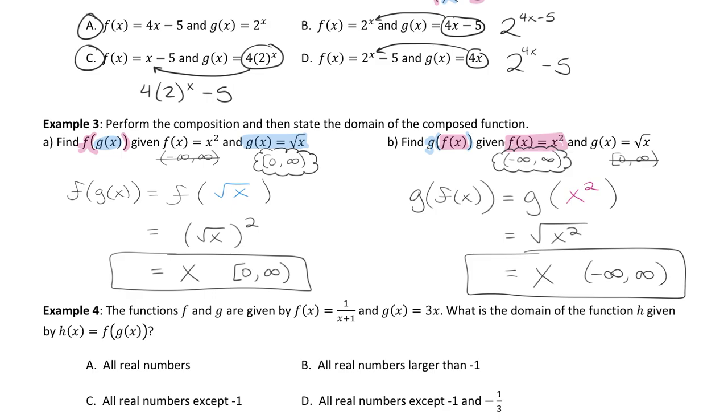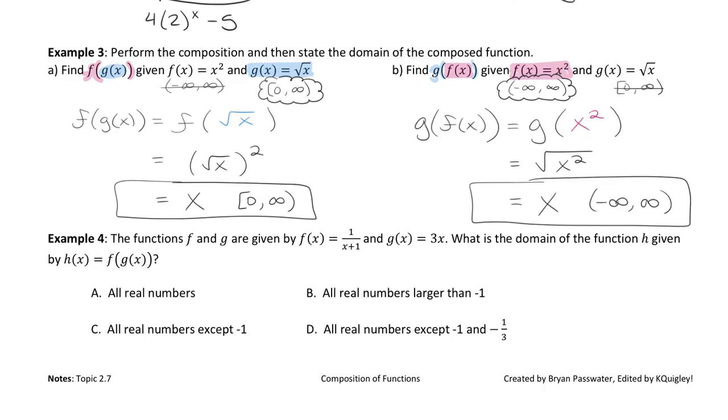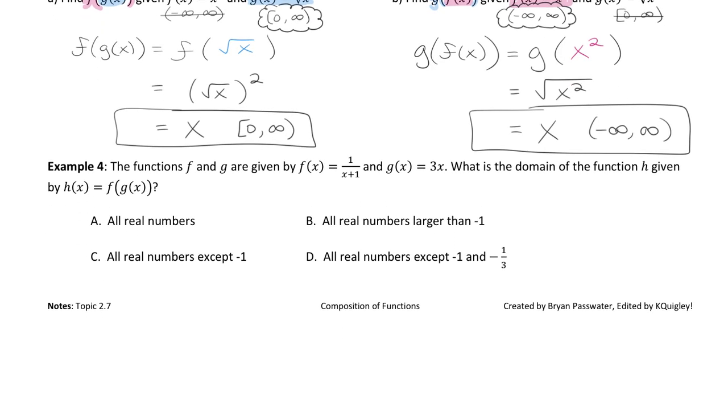Here's what a multiple choice question might look like for this topic. It says the functions f and g are given by f of x equal to 1 over x plus 1, and g of x is equal to 3x. What is the domain of the function h given by h being equal to f of g of x?